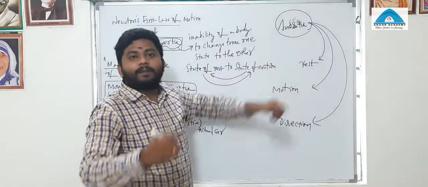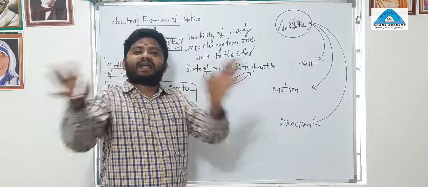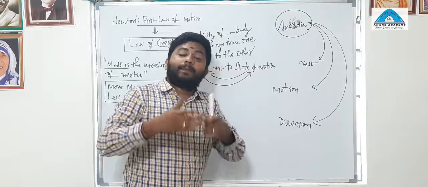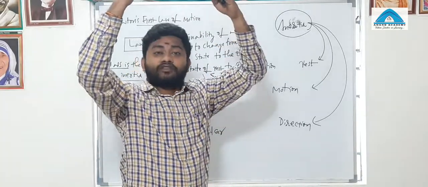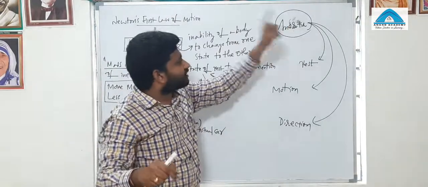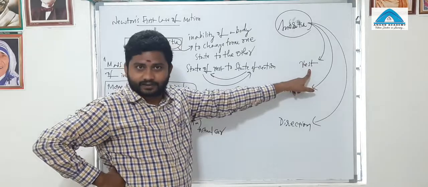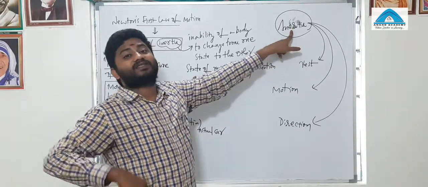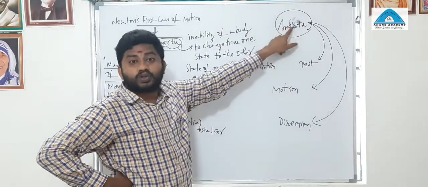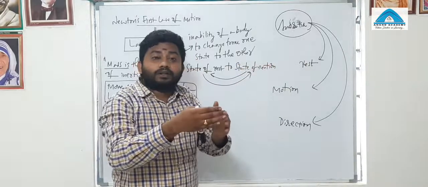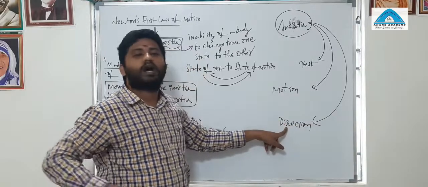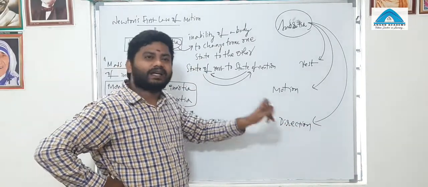Now, inertia means what? Inability of a body to change from one state to the other. That's it. Now, inertia at rest means what? Inability of a body to change from the state of rest. That's it. It's so simple. Inertia of a body to change from the state of rest is called inertia at rest. Inertia of a body to change from the state of motion is called inertia of motion. Inertia of a body to change from one state to another in its direction is called inertia of direction. Okay, clear?